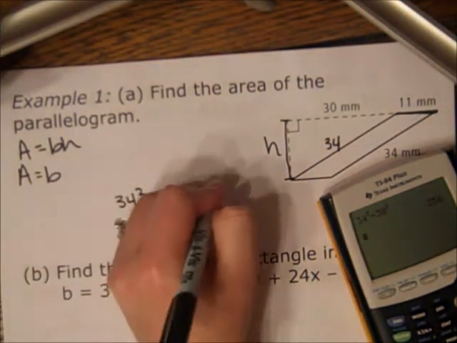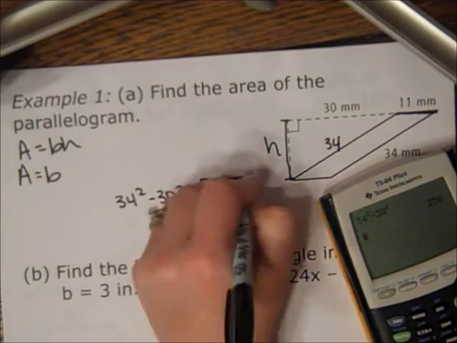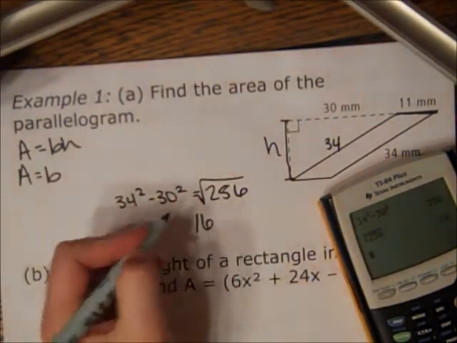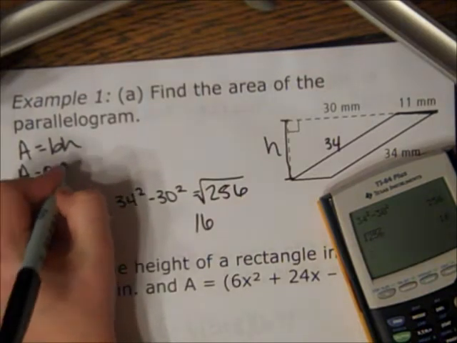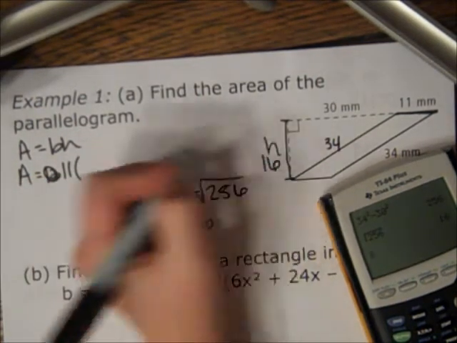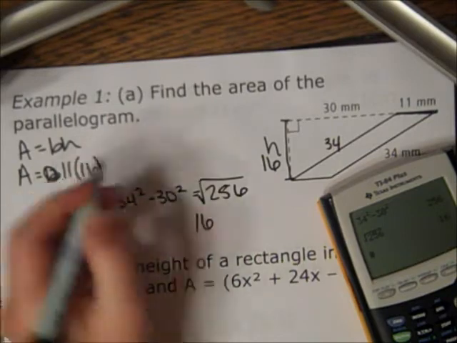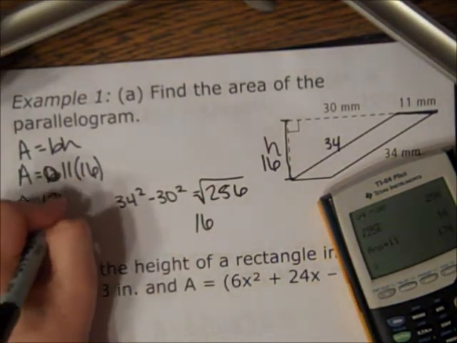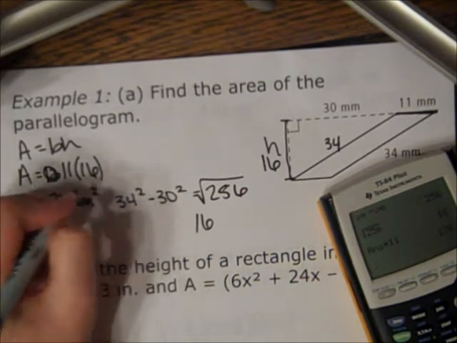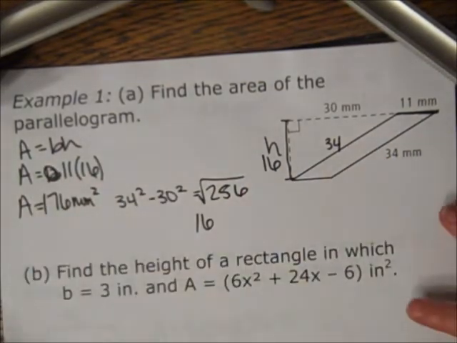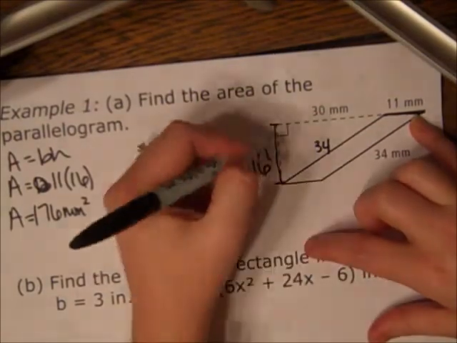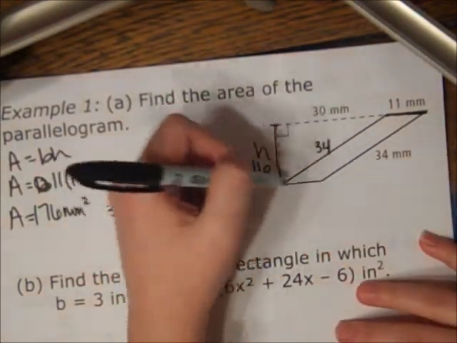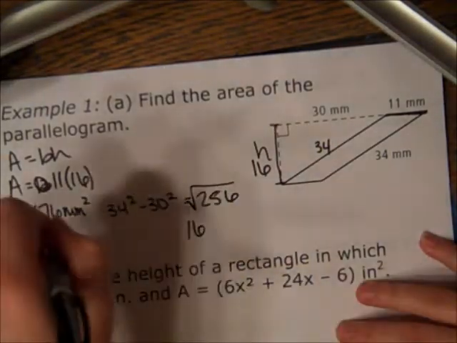So this is 256. The square root of 256 is 16. So the base is 11. The height is 16. So 11 times 16. The area is 176 millimeters squared. Okay, so recap. We got the base. We needed the height to be perpendicular, so we had to do Pythagorean theorem to be able to find the height before we could do base times height.